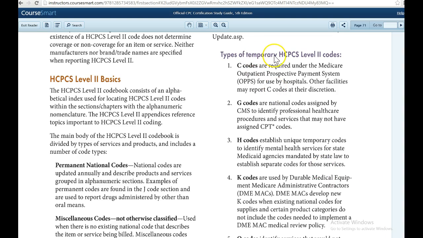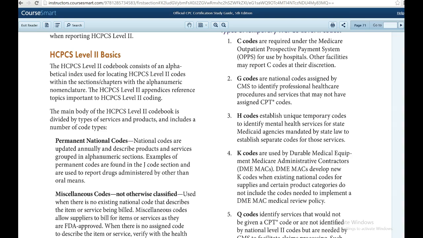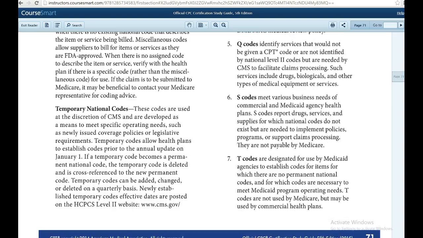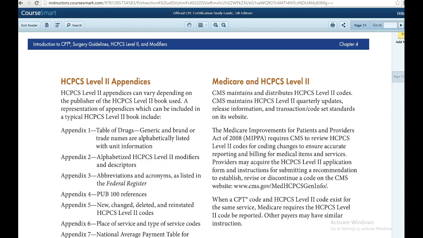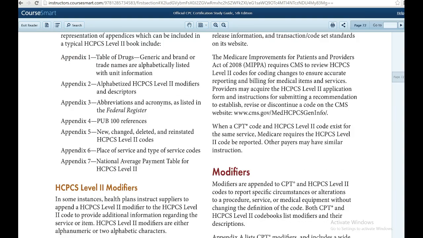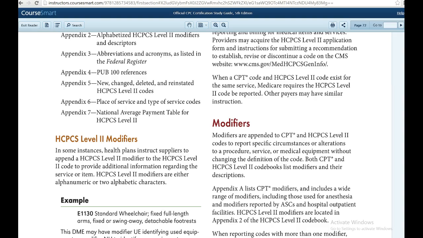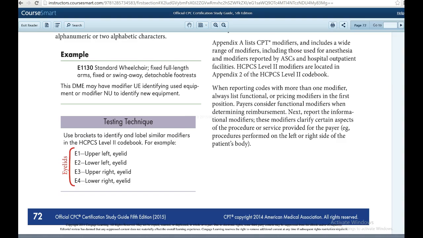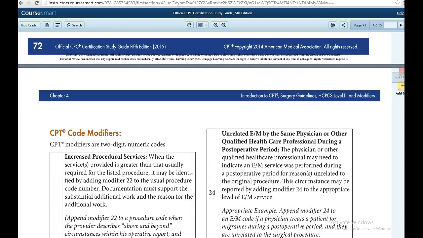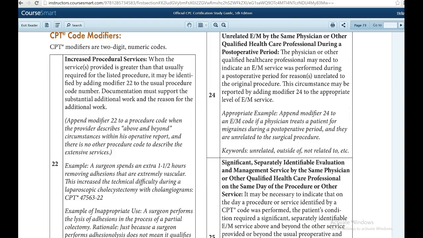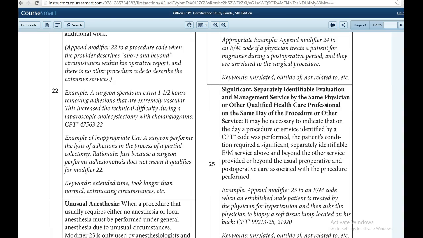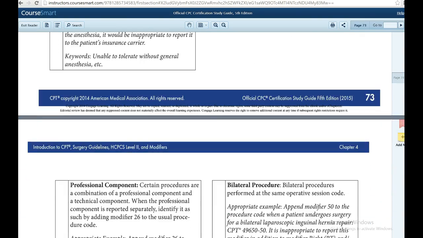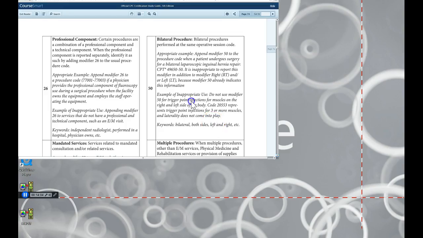Your temporary HCPCS codes, make sure you know where they're found. Make sure you take note of these temporary codes. Write them down, y'all. And there it is, 1 through 7. Then it has your indexes all listed out there. Your modifiers, and y'all have already gone over the modifiers. Make sure you know where to go and find this stuff, y'all. Appendix A, I can't say it enough. Appendix A gives you a complete list of your modifiers.